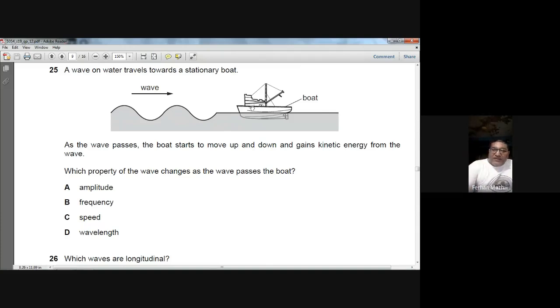So when the wave passes beyond this boat, the frequency of that wave will not change. The wavelength of that wave will not change. The speed of that wave will not change. The one thing that changes is that, because it has lost some energy, the amplitude of this wave will be a little smaller as compared to the wave before the boat. So the amplitude of the wave will change. For question 25, A is the option.